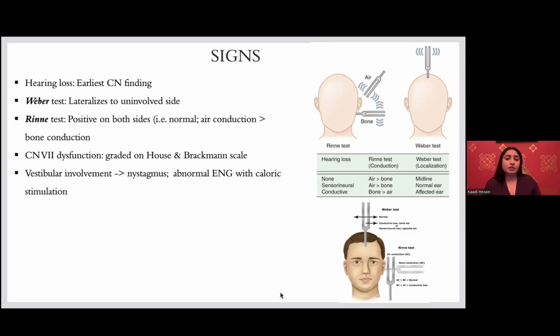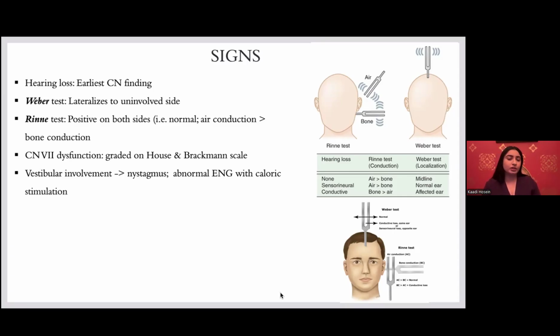Now, facial nerve dysfunction due to vestibular schwannomas is uncommon before treatment, and facial nerve function is commonly graded on the House and Brackmann scale, which we will explore shortly. Vestibular involvement can cause nystagmus also, which could be central or peripheral, and vestibular testing has limited utility in the evaluation of patients with vestibular schwannoma, one of which is abnormal electronystagmography, or ENG, with caloric stimulation, which we'll also talk about a little later on.